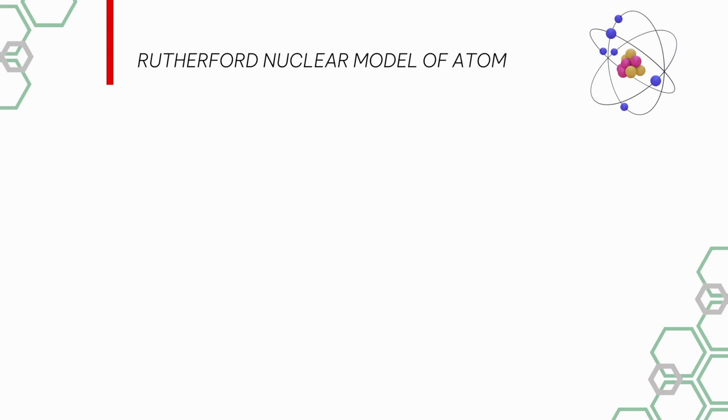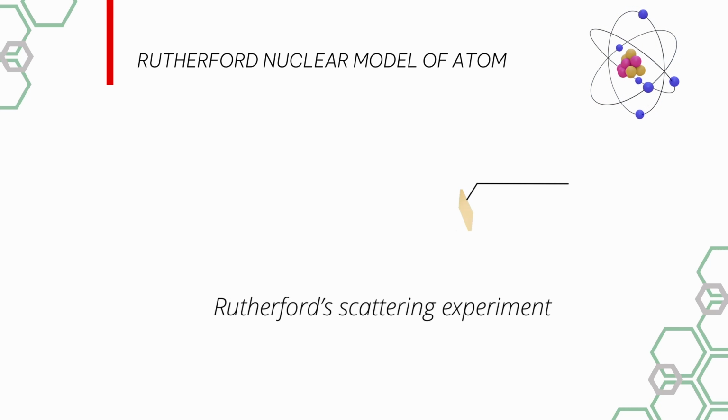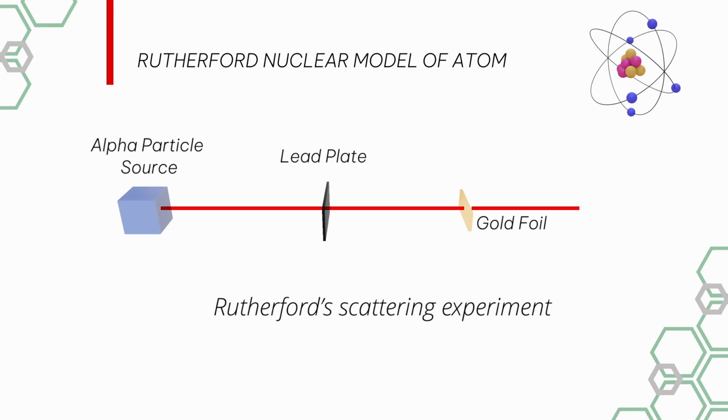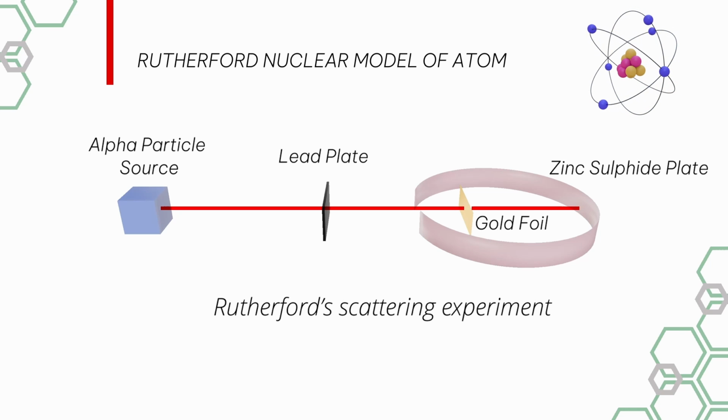Now let's go back to Rutherford's experiment. In this experiment, he used a very thin gold foil, whose thickness was about 100 nanometers, or 10,000th part of 1 millimeter. He bombarded alpha particles on it, and around the gold foil, he put a circular screen of zinc sulfide, so that when an alpha particle hits it, there is a slight flash of light in that area.